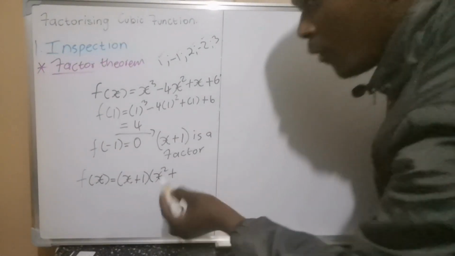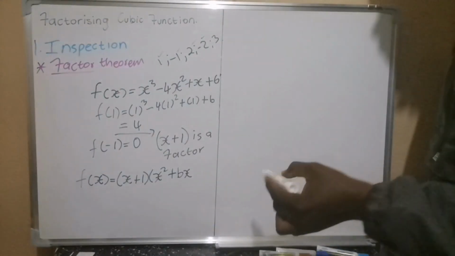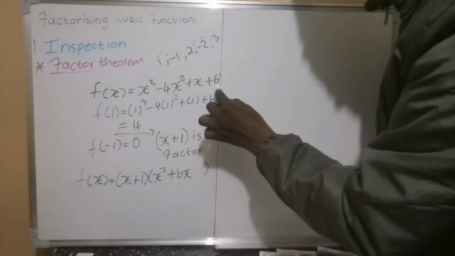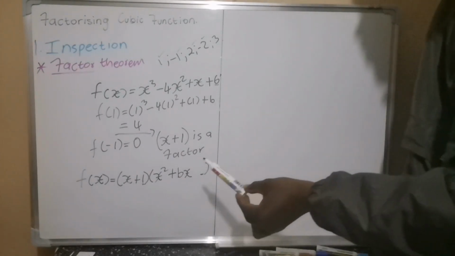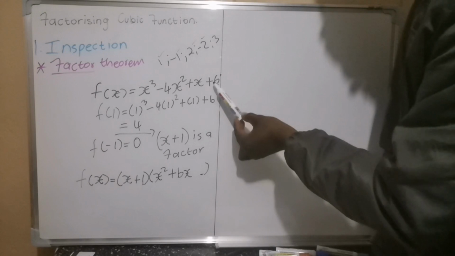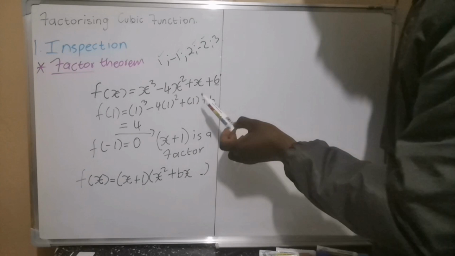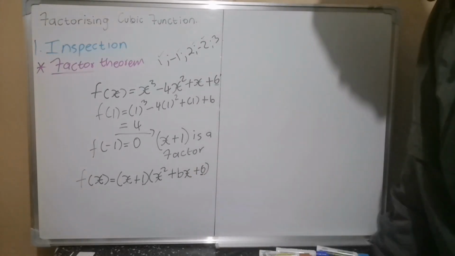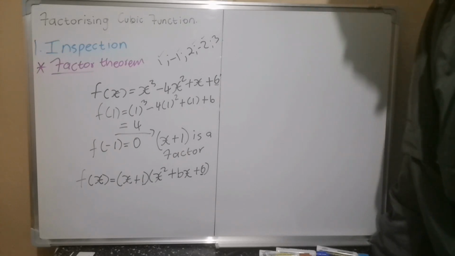Plus, we don't know our middle term, so we're going to have bx. Now our last term: how are we going to find it? Our last term is a constant. So which number can I multiply with positive 1 to give me positive 6? It is positive 6. So we're going to have plus 6 there.